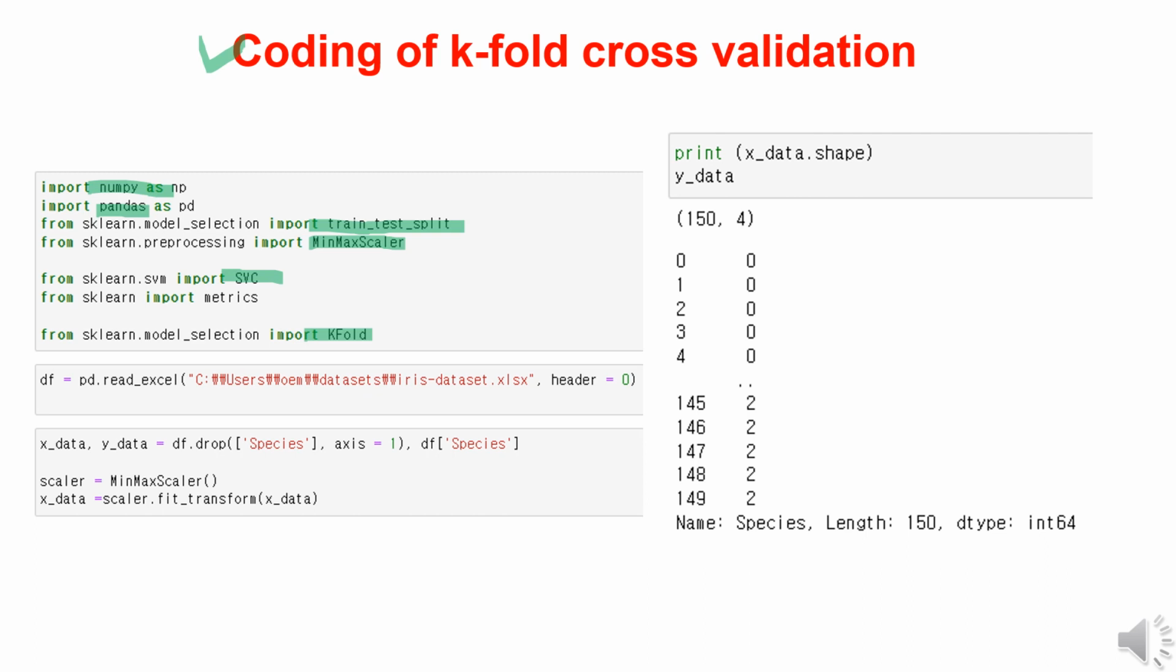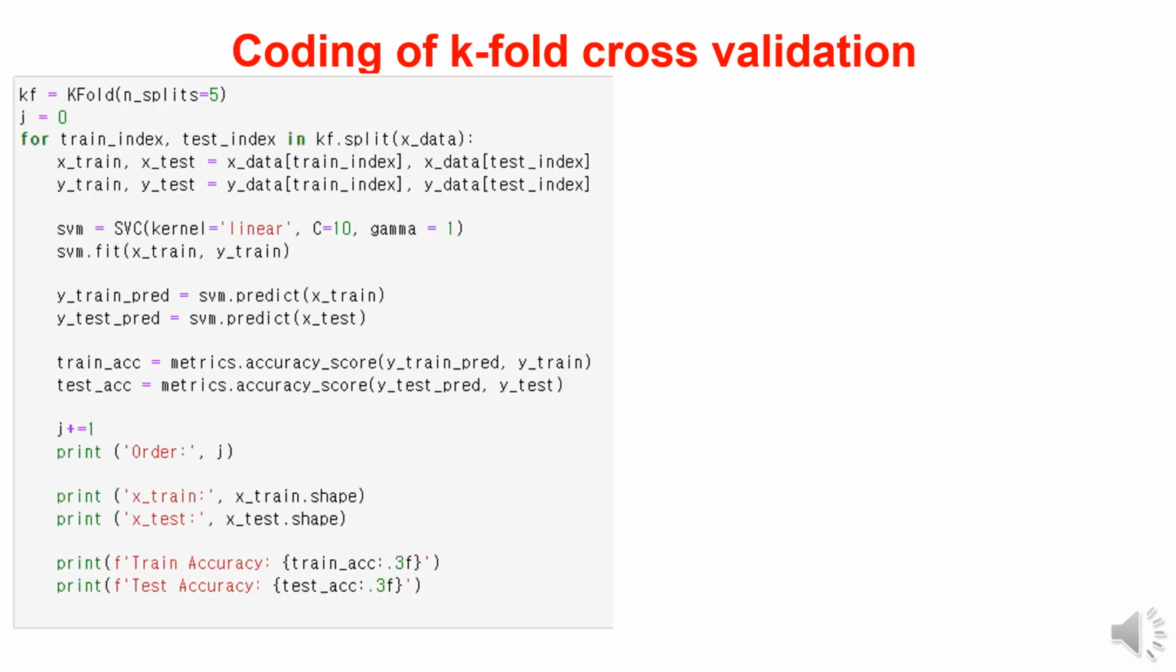We load the dataset from an Excel file and perform normalization. Using the shape command, we can examine the shape of the X and Y data imported from the Excel file, and we can see that both X and Y data consist of 150 samples. Next, we use the KFold command to divide the entire dataset into groups. The number inside the parentheses represents k, and here we input 5 to divide the data into a total of 5 groups. Then, we create a support vector machine model with a linear kernel, a C value of 10, and a gamma value of 1, and store it in the variable svm.